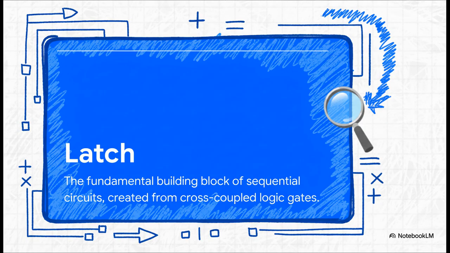So, by connecting two of our trusty NAND gates together in this special feedback loop, we create a brand new kind of circuit. It's called a latch. The key word here is bistable, which is just a fancy way of saying it has two stable states. It can hold its value, either a 0 or a 1, and just stay that way.